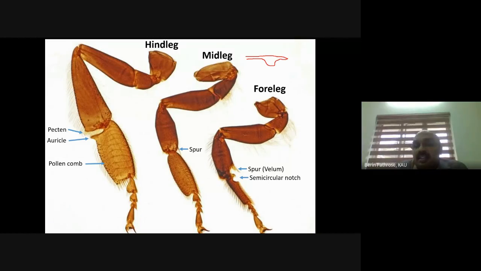See, this is the spur. The shape of the spur is not clear in this picture. That's why I have drawn it over here. So this is how the spur looks like. It is also called as velum or fibula. The spur on the tibia is also called as velum, or sometimes it is called as fibula. You can just remember it is having a spur.